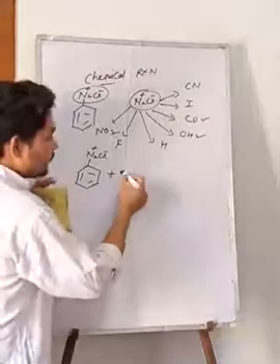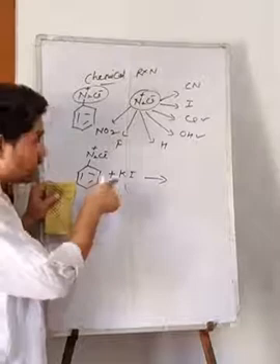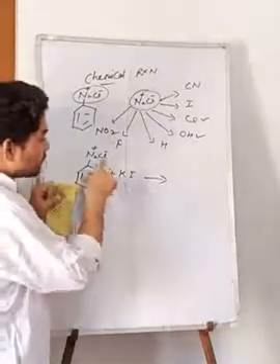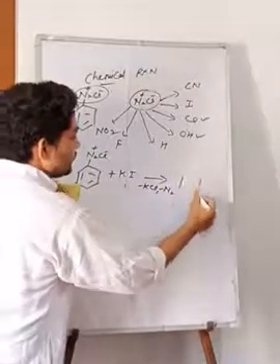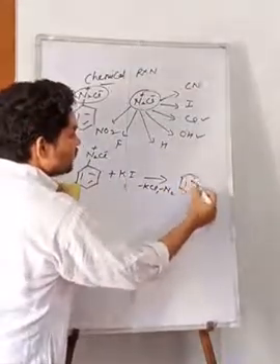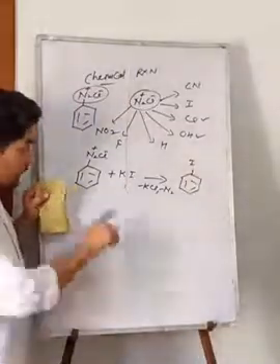Next, when diazonium salt, benzene diazonium chloride, is treated with potassium iodide, there is the elimination of KCl, potassium chloride, and nitrogen gas, and there is the formation of iodobenzene. We get the iodobenzene here.